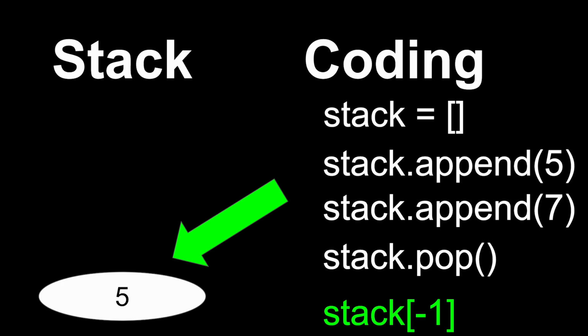At last, we execute a peek operation. So in Python, -1 enables us to peek at the top element in the stack. So in that case, we can get 5 without removing 5.